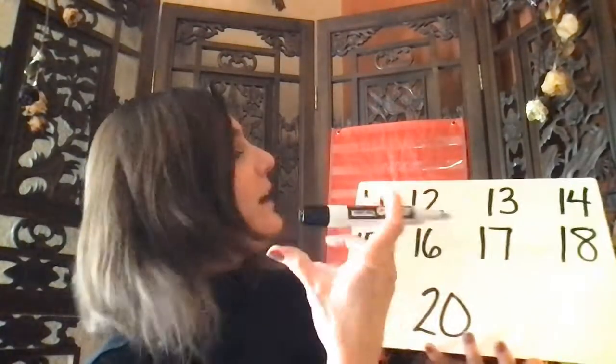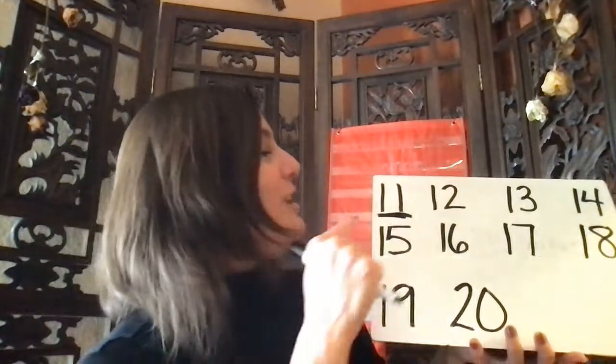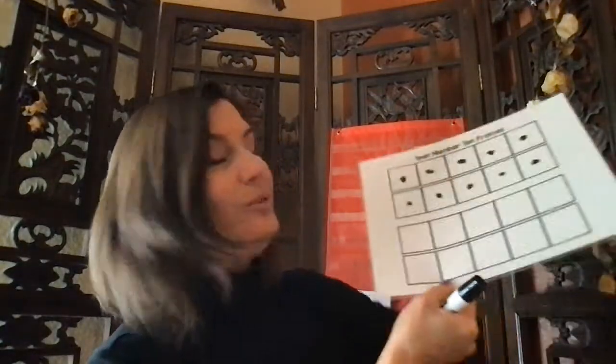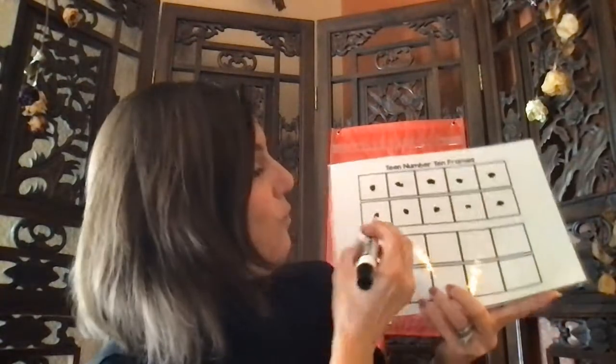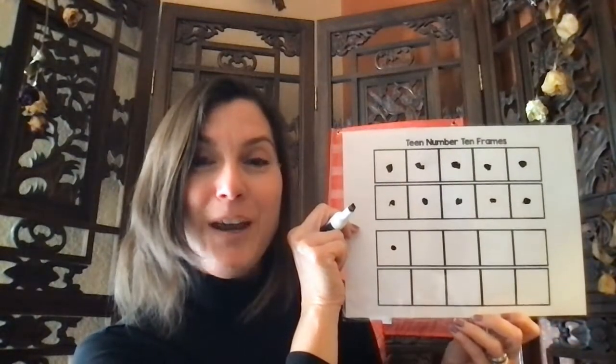So the number that we are going to do next is going to be 11. 11 is a 1 and a 1. 11 is a cool number because it has a 1 in the tens place and a 1 in the ones place. And all we have to do is add 1 more. That is showing 11 on 10 frames.